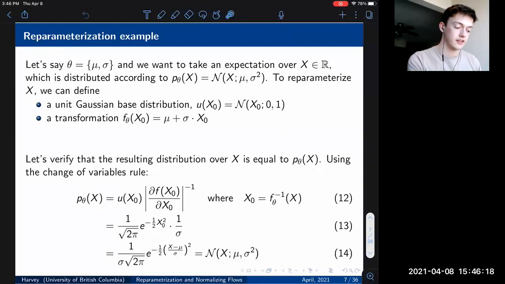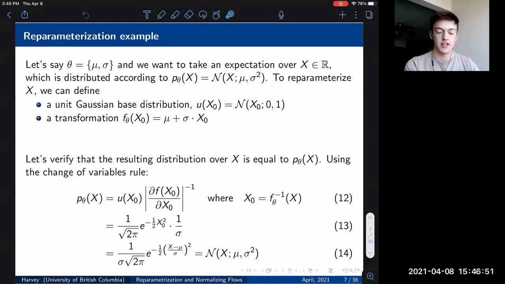So we're going to define this base distribution U of x0, which is just a unit Gaussian, so mean 0, standard deviation 1. And then we will have the transformation as follows. f theta is mu plus sigma times x0. So these are just the parameters, and this is x0. Then to check that this is a reasonable reparameterization, we should make sure that the resulting distribution over x is what we want it to be, this Gaussian.